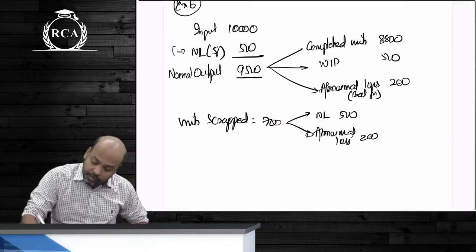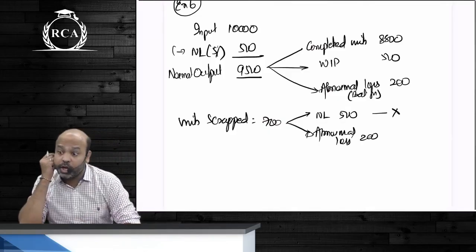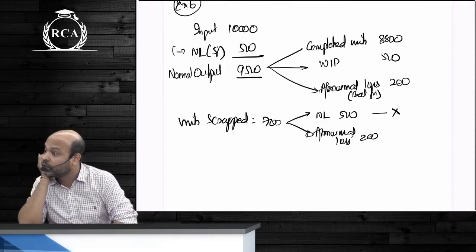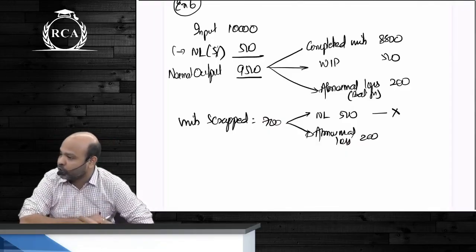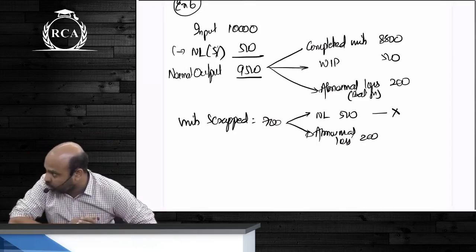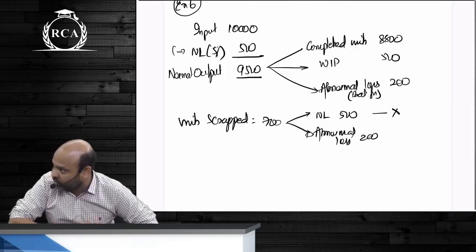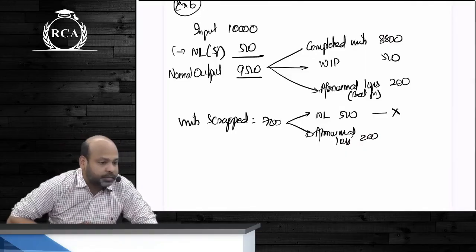These two, normal loss के लिए degree of completion not relevant. Because you do not allocate any cost to normal loss. You allocate cost only to abnormal loss. So वो जो unit scrap का degree of completion दिया हुआ है ना bracket में 700 units के लिए, you ignore it for 500 units. That's relevant only for 200 units. Normal loss के लिए क्यों relevant नहीं है? Why is it not relevant?